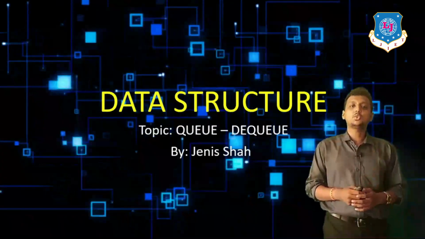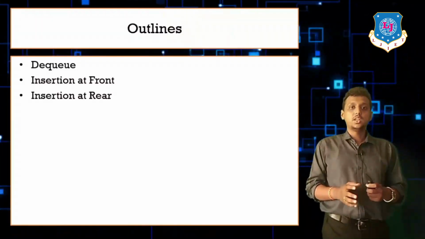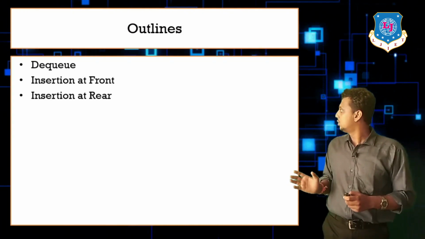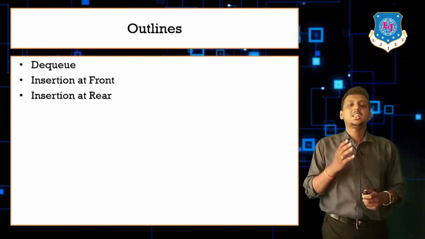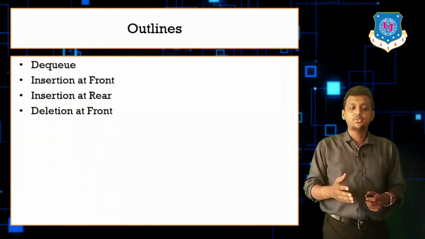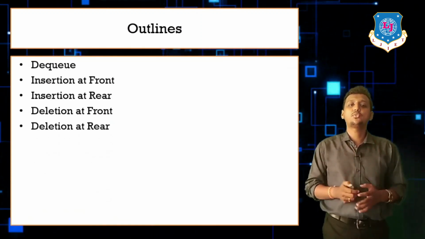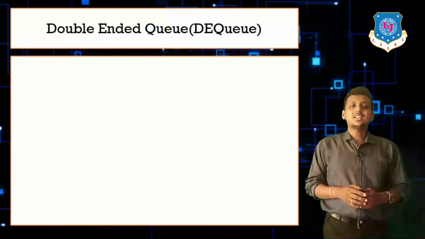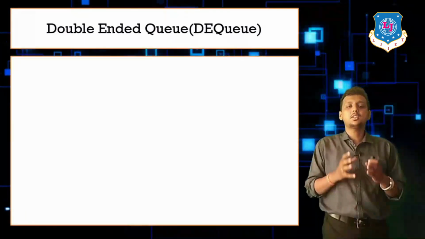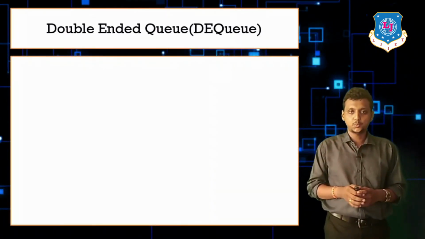So let's begin with today's outlines. Students, today we are going to learn about the DQ, the insertion at front, insertion at rear, deletion at front, deletion at rear, and then the example of DQ. So let's start with the first concept to understand what we mean by DQ.